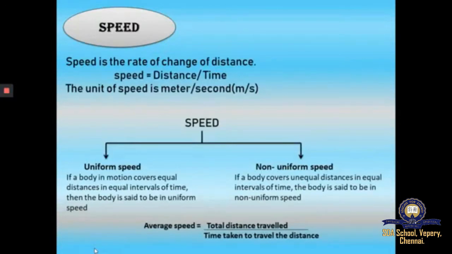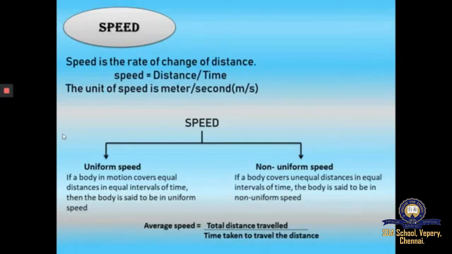Next we will see what is called speed. Speed is the rate of change of distance. Speed is equal to distance by time. The unit of speed is meter per second. So speed is classified into uniform speed and non-uniform speed.